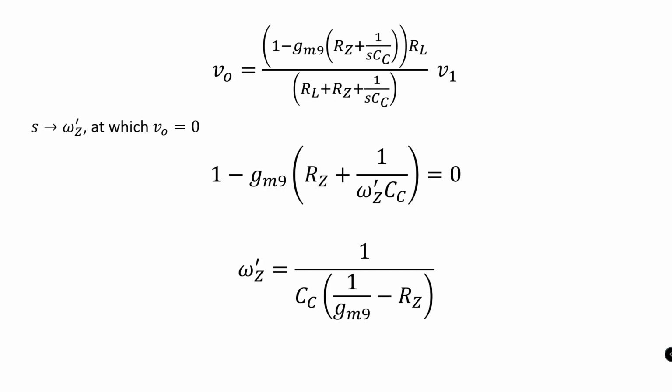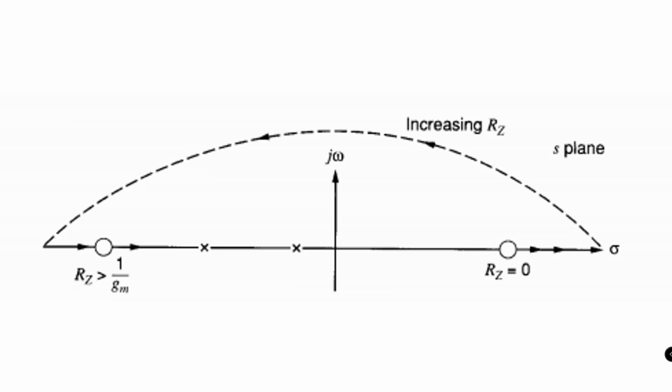Note that one would obtain the same expression for omega z when Rz becomes 0. Also note that as one increases the value of Rz, the omega z moves away from origin and goes to infinity when the value of 1 by Gm is exactly equal to Rz. And a value of Rz that is greater than this 1 by Gm would make the omega z move all the way towards the left half of the S-plane. And the same is plotted in this particular graph.